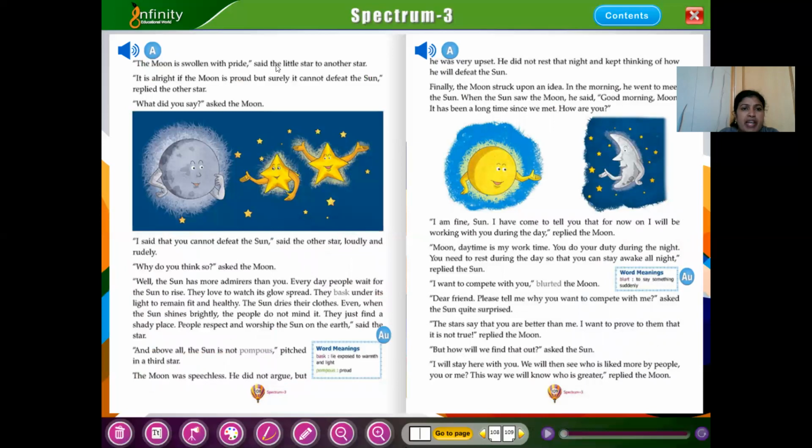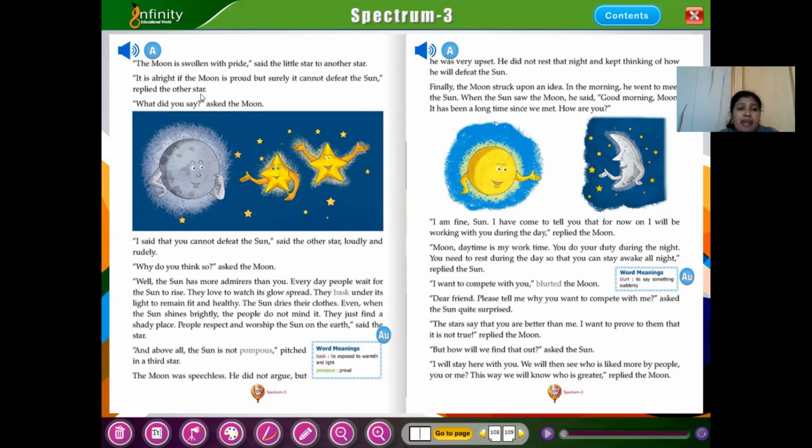"The moon is swollen with pride," said the little star to another. "See, that moon is very proud of himself. He has ego, he has pride." "It is all right if the moon is proud, but surely it cannot defeat the sun," replied the other star.